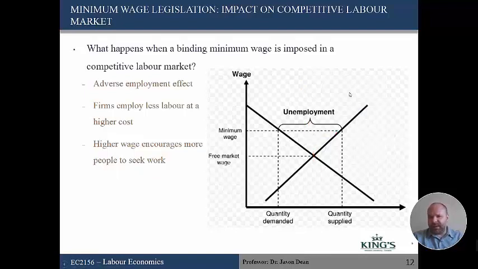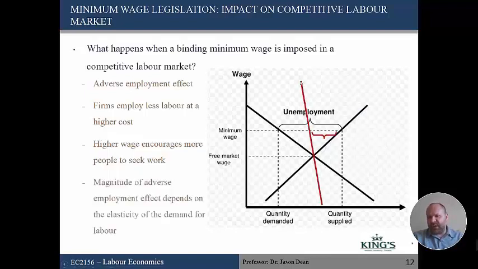So in my example here, I show a labor demand curve that's much steeper, and if the labor demand curve was this instead of this, then the number of unemployed people would only be this amount as opposed to this amount.